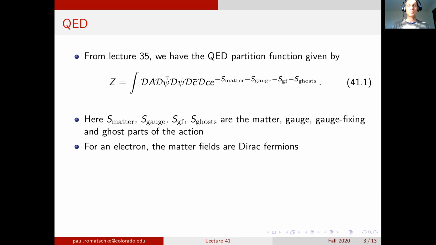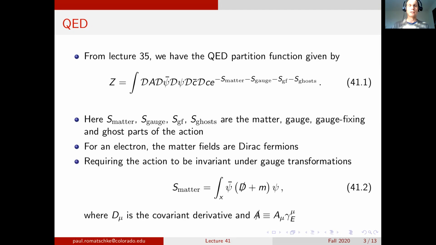For the electron, the meta fields are Dirac, and as such, we have an action for the Dirac fermions that's given by the following expression. It's an integral over space time x, psi bar d slash plus m psi, where d is the covariant derivative that's built out of the gauge field A, and A slash just denotes the Dirac slash, meaning the contraction of the symbol together with a Euclidean gamma matrix.